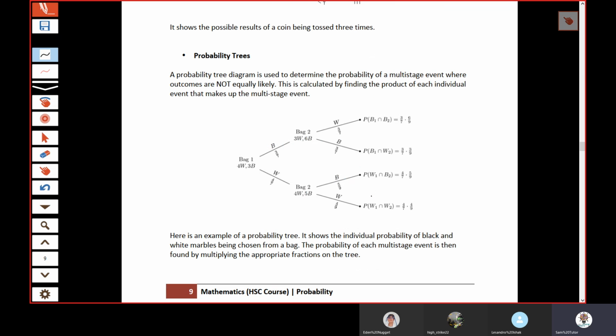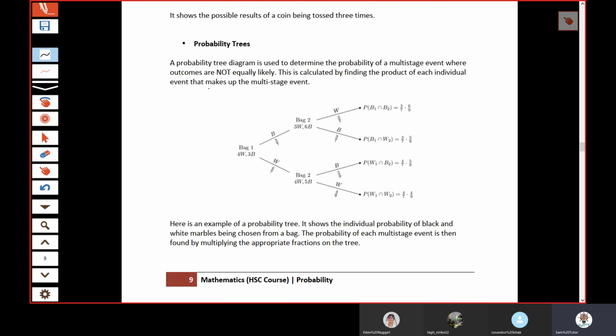All right, and then you've got probability tree diagrams, which means that they could have different weightings. So the probability of a black or blue ball or whatever this would be, let's just say there was 3 blacks and 4 white in a bag. That means the probability of getting a black is 3 out of 7. The probability of getting a white is 4 out of 7.